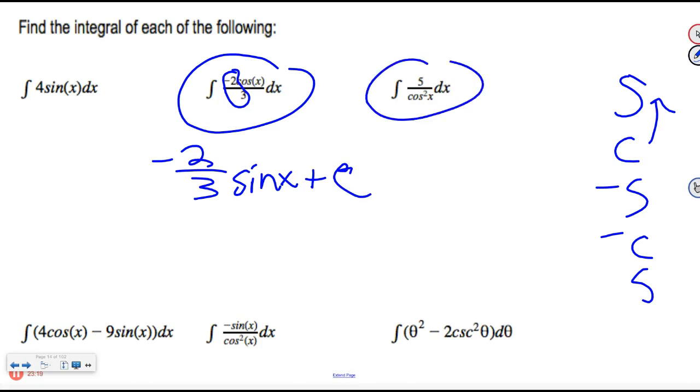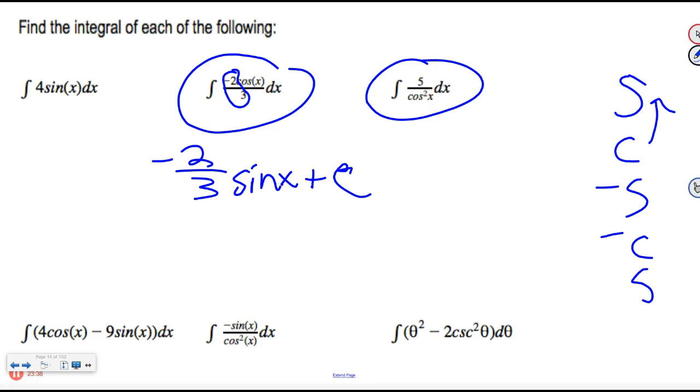This one is not one you know. You might say, well, the antiderivative of 5 is 5x, and the antiderivative of cosine squared is, and then you wouldn't even know. Plus, you're making up your own rule that says you can do them separately. So it means it must be something on the chart.